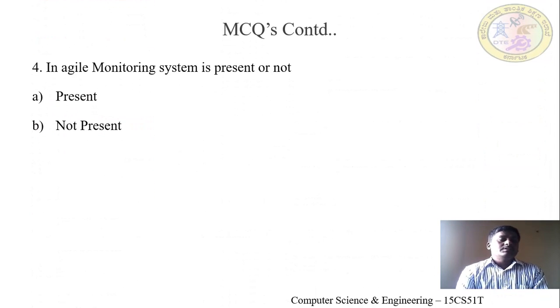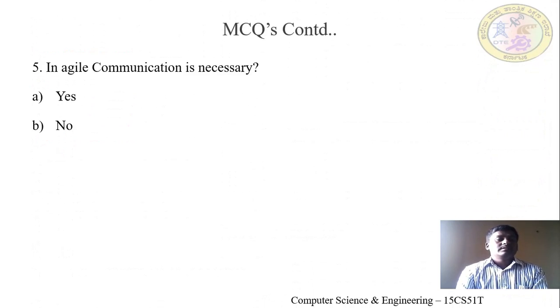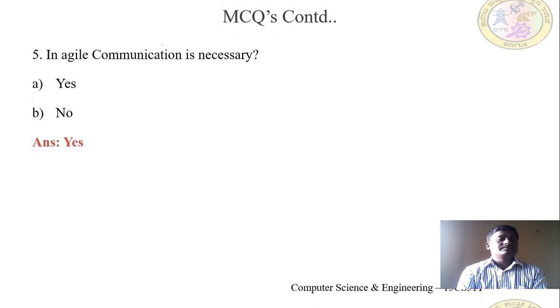Fourth question: in agile, is a monitoring system present or not? Option A, present; Option B, not present. In agile, a monitoring system is not present. Next, fifth question: in agile, is communication necessary? A, yes; B, no. The answer is yes.